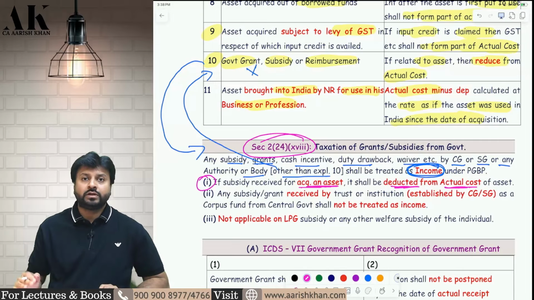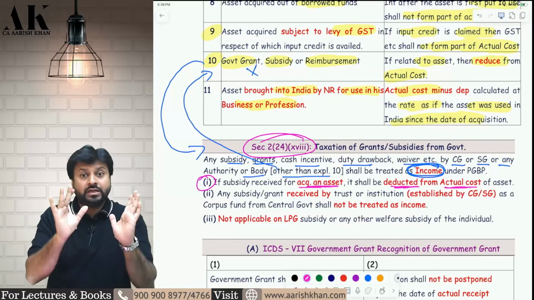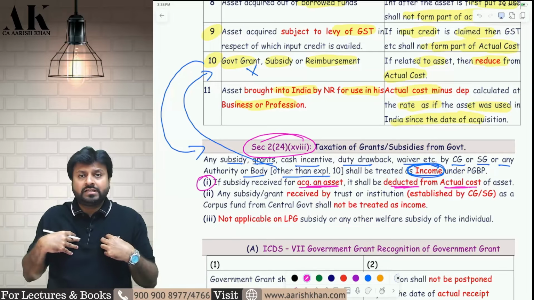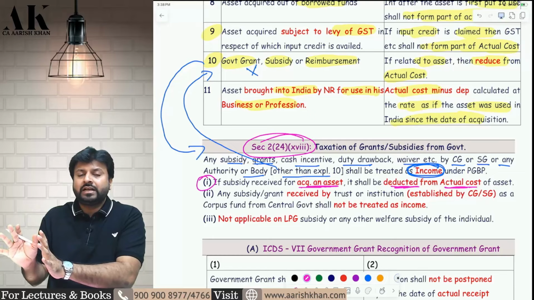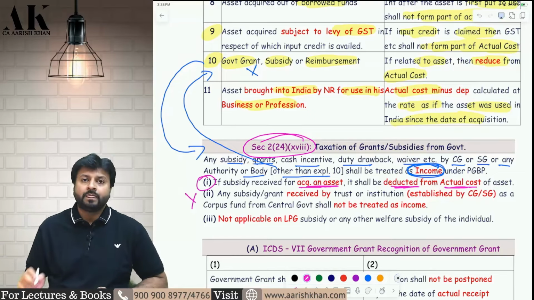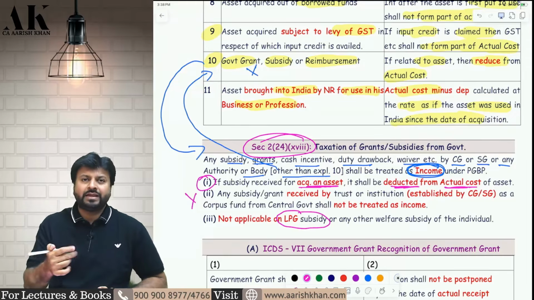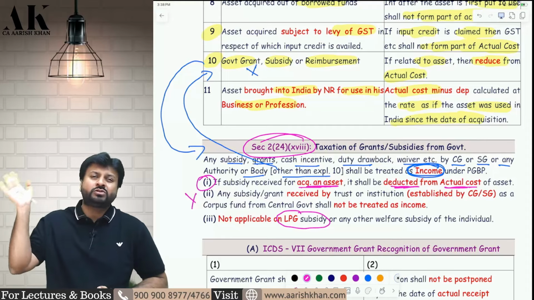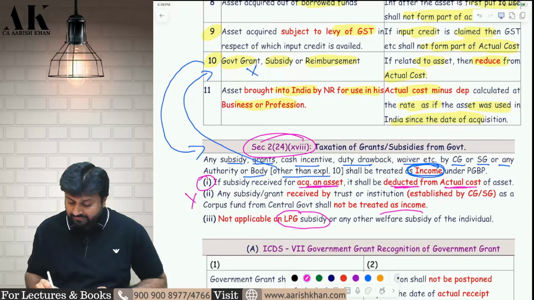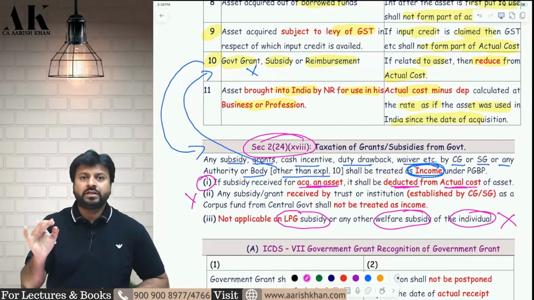Now there are two exceptions over here. If the central government is giving something to a central government trust or a state government trust, listen carefully. The giver is the central government. The receiver is a central government trust or state government trust. Then it is not an income, and it is not taxable. Further, if any benefit is given for personal benefit, like the LPG subsidy which the government used to give earlier, now they don't, or any other welfare subsidy for the individual, that is also not taxable. Individual subsidies and benefits are not taxable over here. Only business subsidies and benefits are taxable. I hope it is clear to all of you.